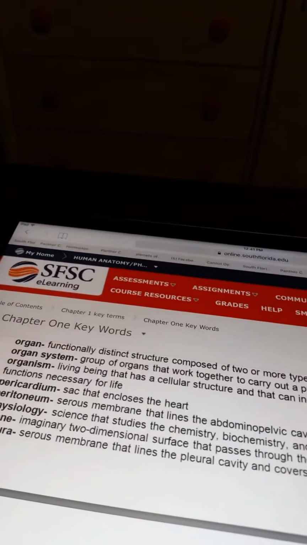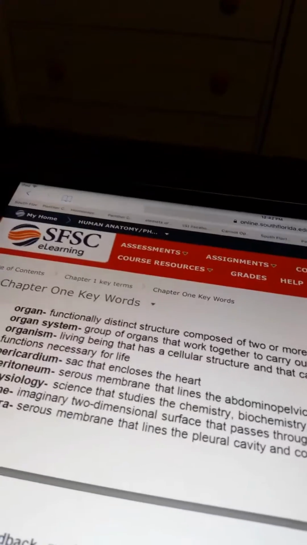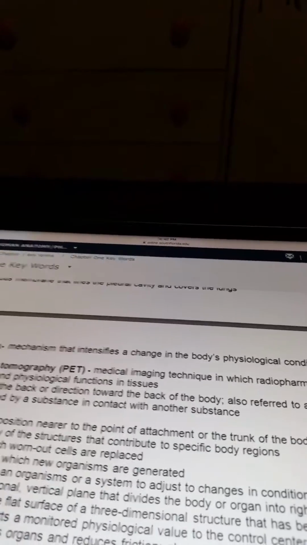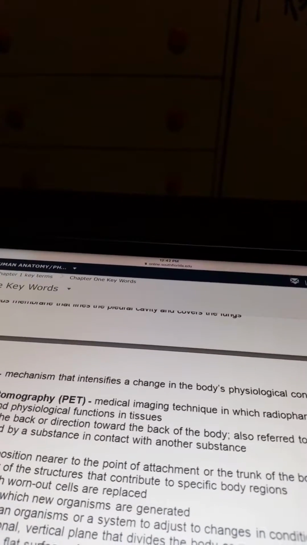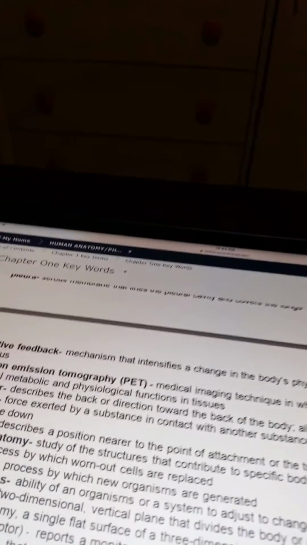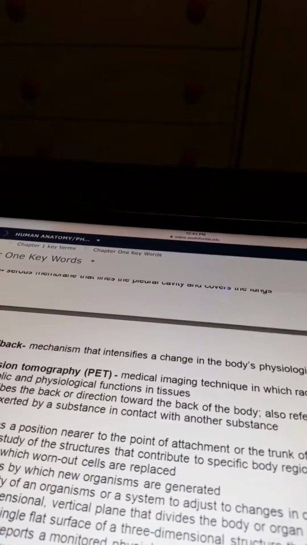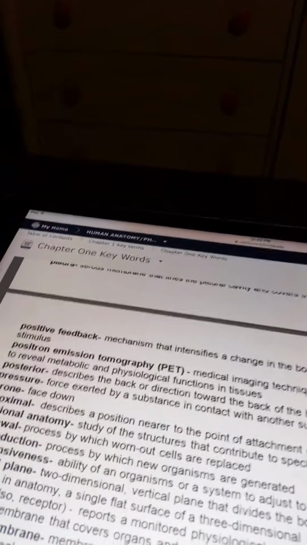Plane, imaginary two-dimensional surface that passes through the body. Pleura, serous membrane that lines the pleural cavity and covers the lungs. Positive feedback, mechanism that intensifies a change in the body's physiological condition in response to a stimulus. Positron emission tomography, medical imaging technique in which radiopharmaceuticals are traced to reveal metabolic and physiological functions in tissues.